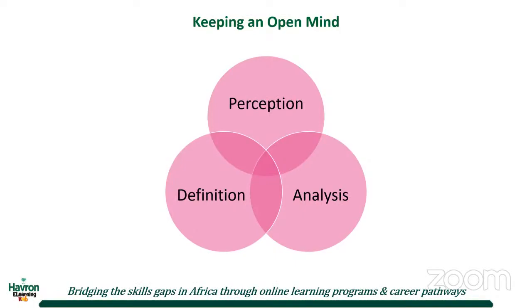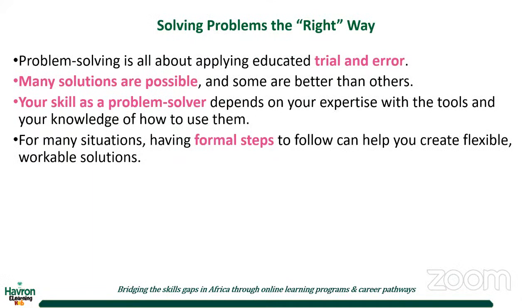Now, solving problems the right way. I want you to do this: do not let people try to convince you that there is one right or best way to solve problems or to solve a particular problem. Problem solving is all about applying educated trial and error. With so many different kinds of problems to deal with, there is no system that works in every situation. Many solutions are possible and some are better than others.